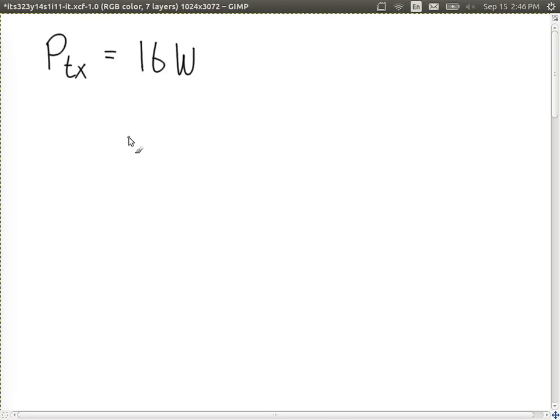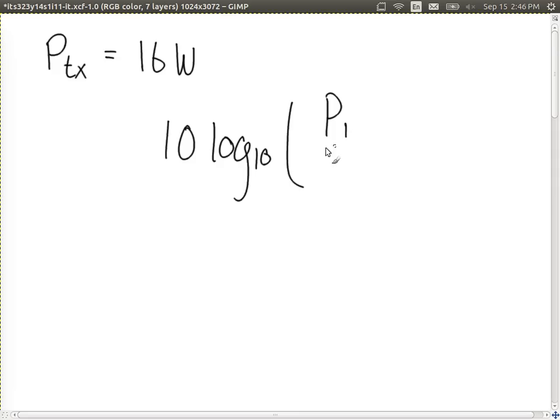Let's show you how. Remember our general equation for dB, 10 log base 10 of two power levels, generally P1 divided by P2, depending on what we're talking about. Signal to noise ratio, P1 would be the signal, P2 the noise. If we're talking about gain of a system, then P1 would be the output power and P2 the input, and the loss, the inverse. So it depends upon the system we're talking about. But in general, the ratio between two power levels.